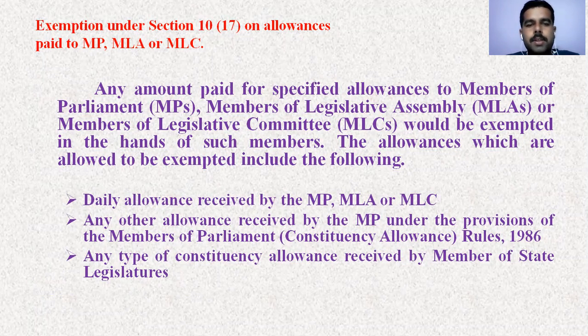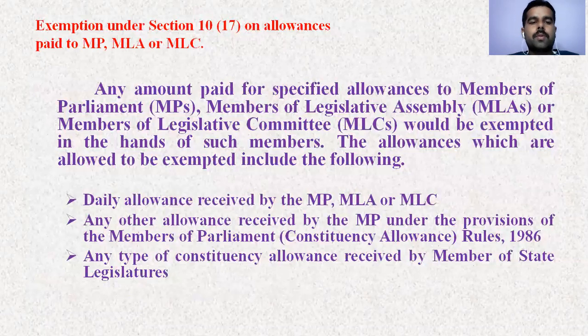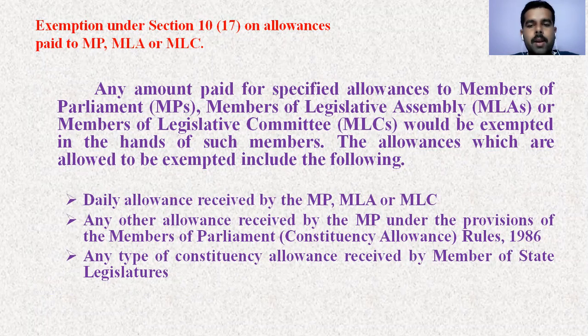The allowances which are allowed to be exempted include the following. Here you observe carefully. Daily allowance received by the MP, MLA or MLC. Any other allowances received by the MP under the provisions of the Member of Parliament Constituency Allowance Rules, 1986. Any type of constituency allowance received by a member of the state legislature. Any type of allowance is fully exempted for these three categories of people.